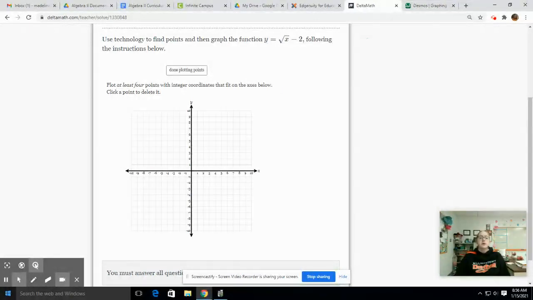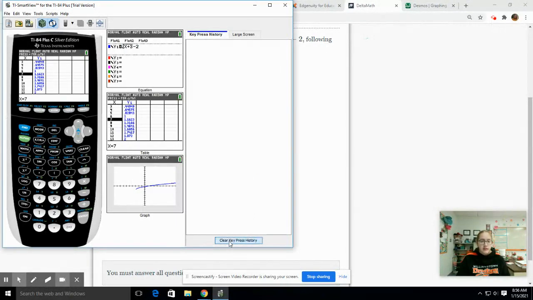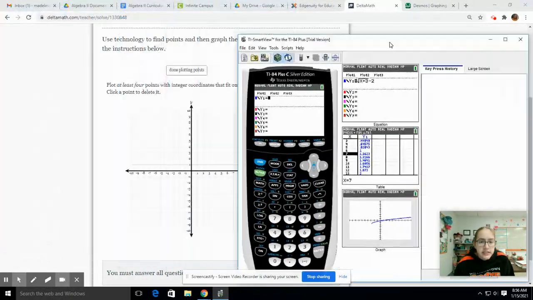Perfect. So we need to find points on this graph. If you Google a TI-84 calculator, it'll take you to the Texas Instruments site, and it will give you instructions for a 90-day free trial to get a calculator that looks just like this.